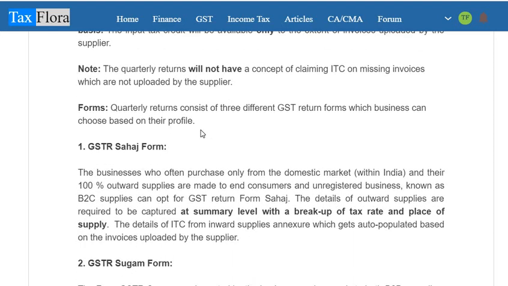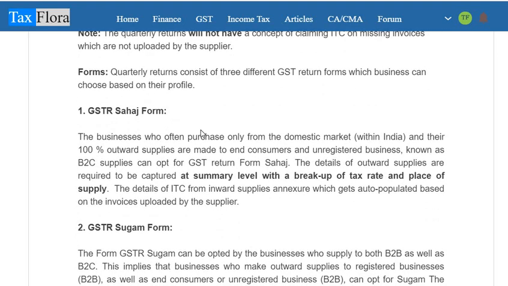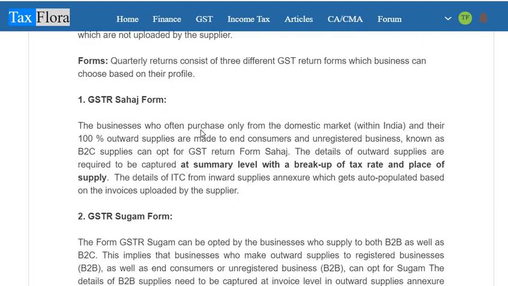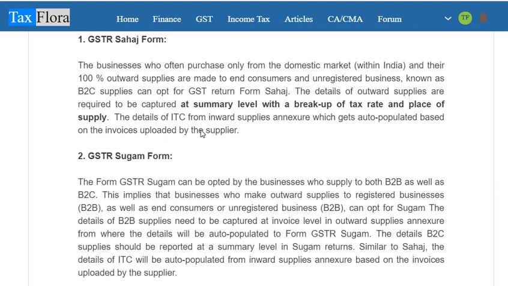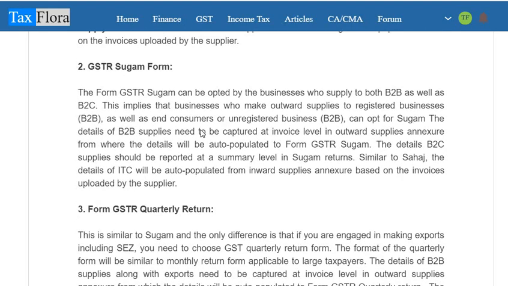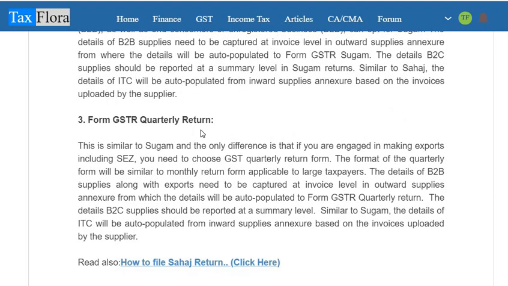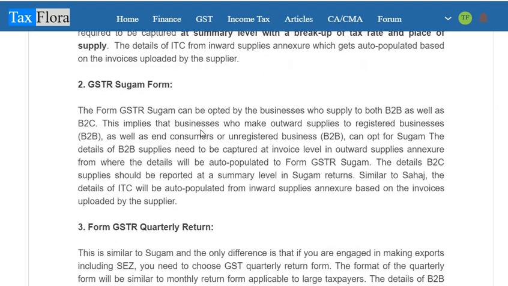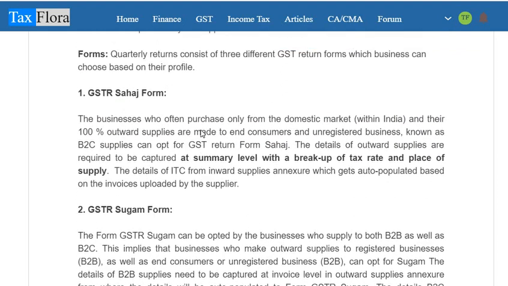Next, forms. Quarterly returns consist of 3 parts. Actually, the government has released in quarterly returns 3 types of forms based upon the complexity of the business. Suppose take an example. First return GSTR 1 Sahaj form, the second return GSTR 2 Sugam form, and serial number 3 GSTR 3 quarterly form. What is GSTR Sahaj form, what is GSTR Sugam form and what is quarterly form? We'll see one by one in detail.